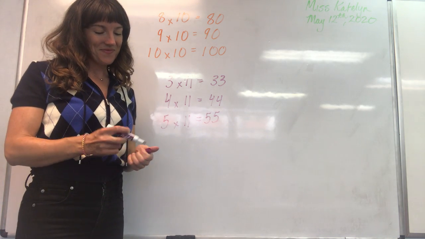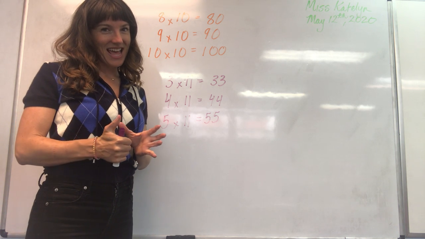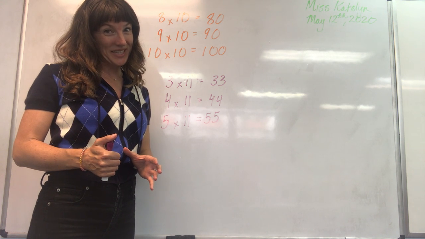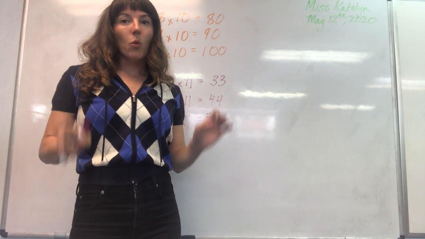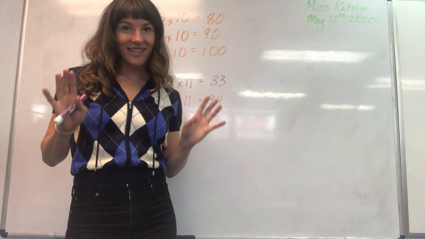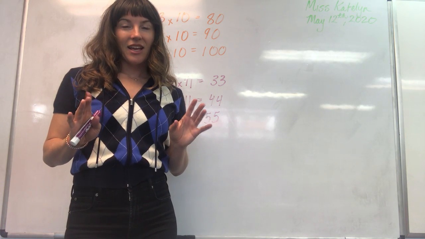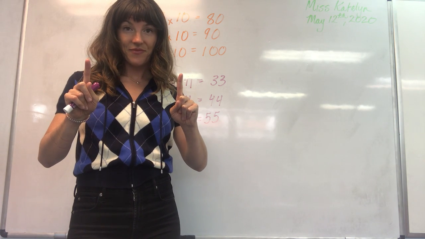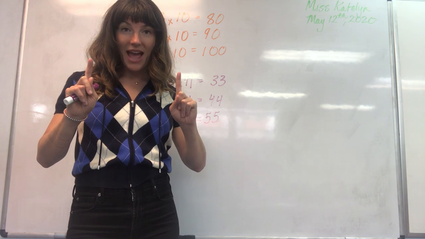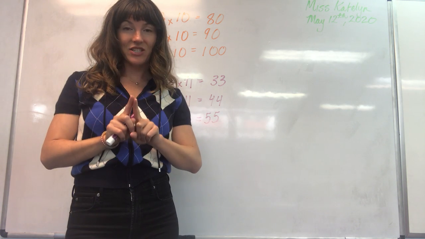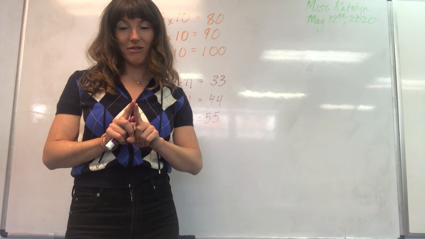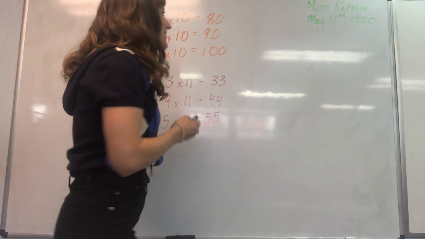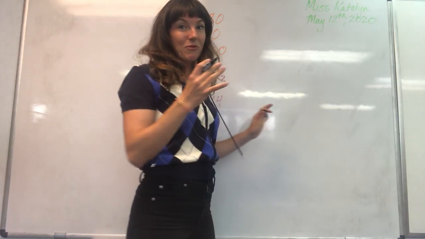Now, double digits times 11 do something really cool. Okay, when you multiply a double digit times 11, you split the digits of the other factor, and then you add them together to create your middle digit. All right, you're like, what? I'll show you. Okay, so I'm just gonna pick random numbers.